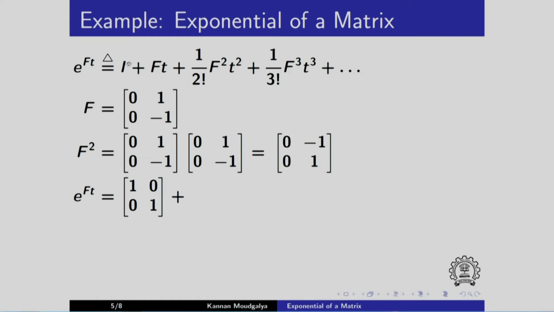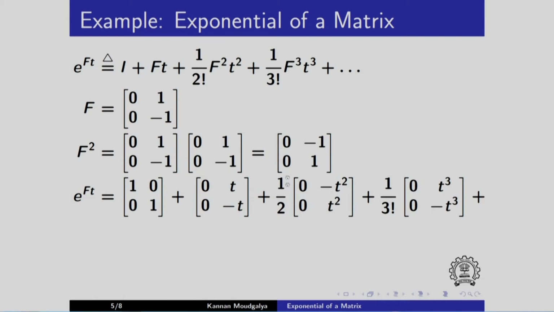So exponential ft is identity plus next term, this into t. So this has to be multiplied by t. So we have 0, t, 0, minus t, plus 1 by 2 into f squared into t squared. So t squared can go inside and we get this. Similarly, the last term can also be obtained. I would want you to verify that you get this term.